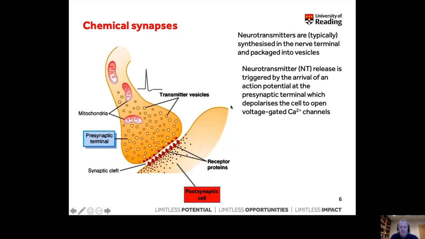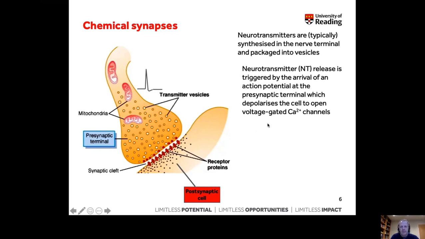So maybe just talking you through this, the action potential invades this presynaptic terminal, causes a change in voltage, because that's what the action potential does. Voltage gated calcium channels open, calcium comes down its concentration gradient, and there are calcium dependent interactions between proteins on the synaptic vesicle and the presynaptic membrane that cause the vesicle to fuse with the membrane, open and release its contents across the synaptic cleft. So voltage gated calcium channels are important.